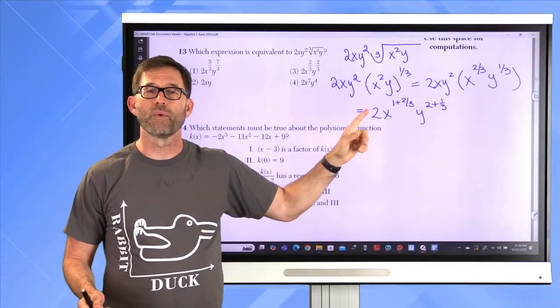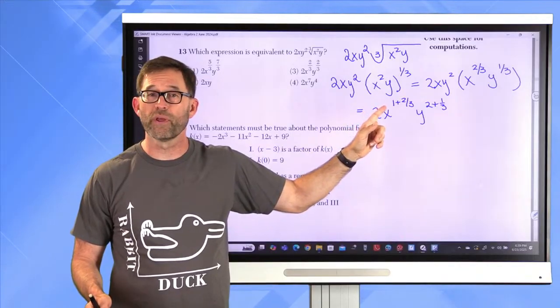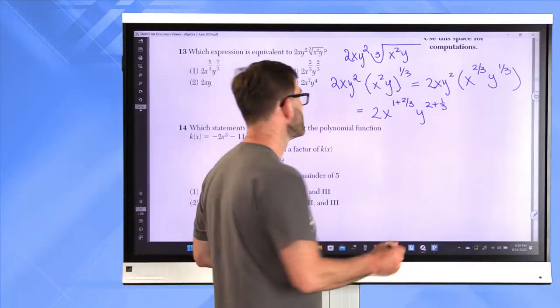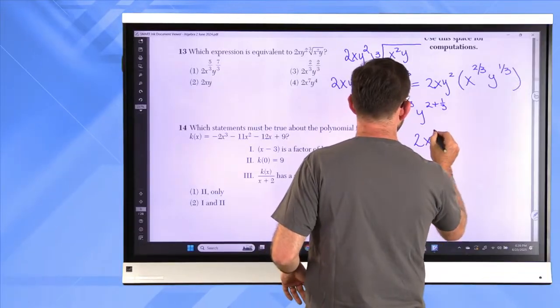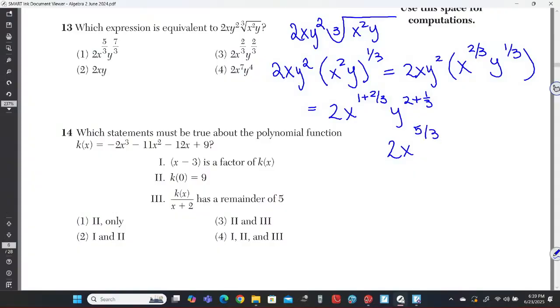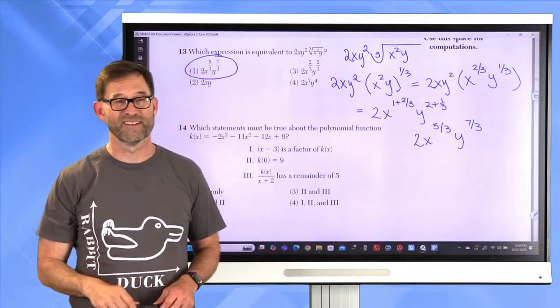I'm going to do this really quickly in my head. 1 is the same as 3/3, so 3/3 plus 2/3 is 5/3. So that's going to be 2 times x to the 5/3. And then 2 is equal to 6/3, so 6/3 plus 1/3 is 7/3. So that's going to be y to the 7/3. After a while, thirds just sounds funny coming out of my mouth, and so we get choice 1.